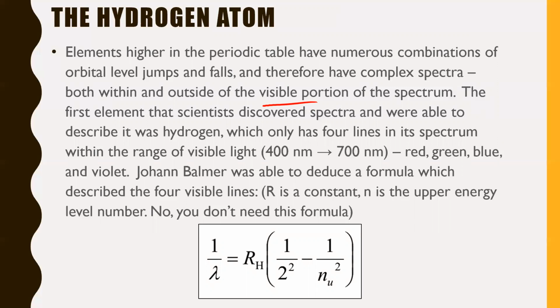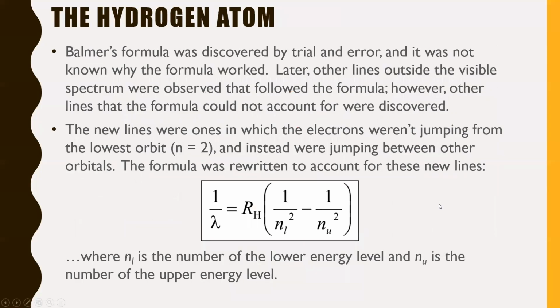Don't worry about that. The first element that scientists discovered spectra and were able to describe was hydrogen, which only has 4 lines in its spectrum within a range of visible light, so 400 nanometers to 700 nanometers. Johann Balmer was able to deduce a formula which described the 4 visible lines. He came up with this. You don't need to know that. I'm moving on. Balmer's formula was discovered by trial and error, and it was not known why the formula worked.